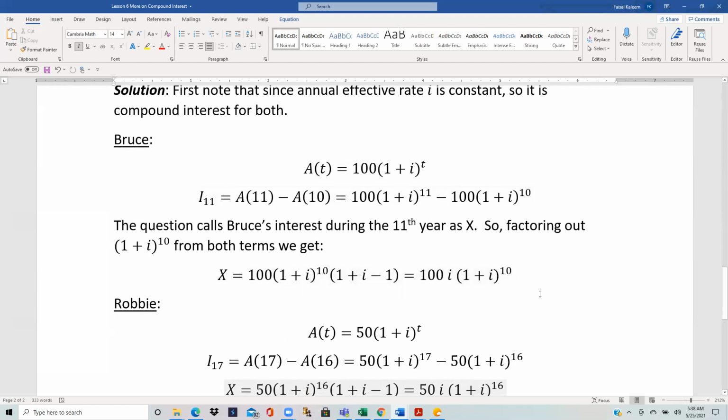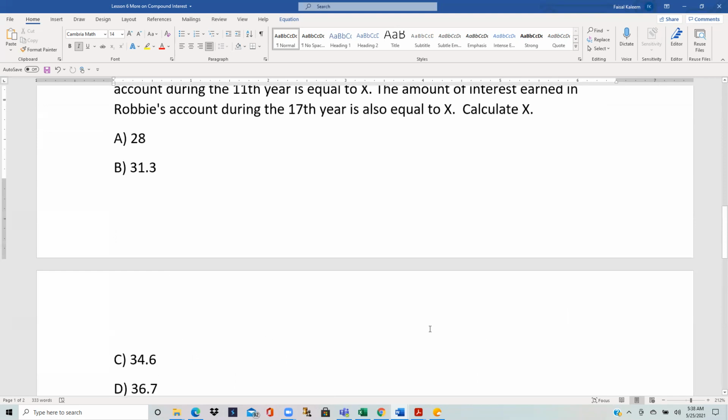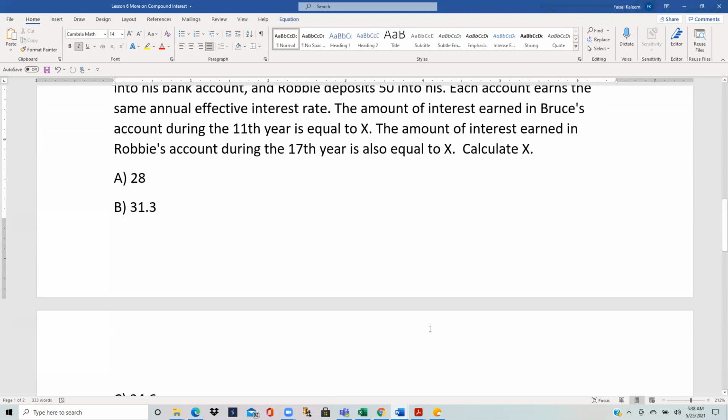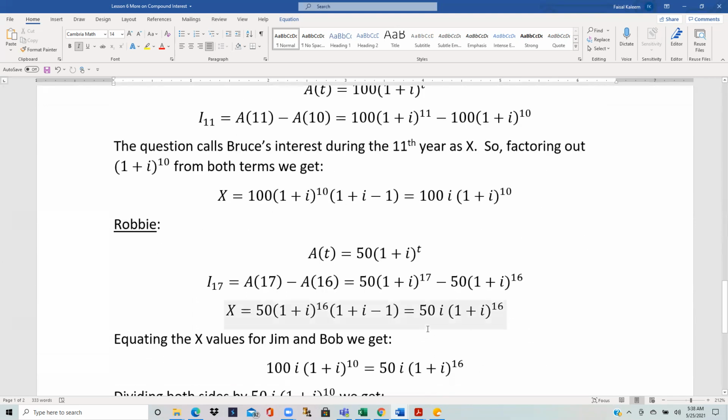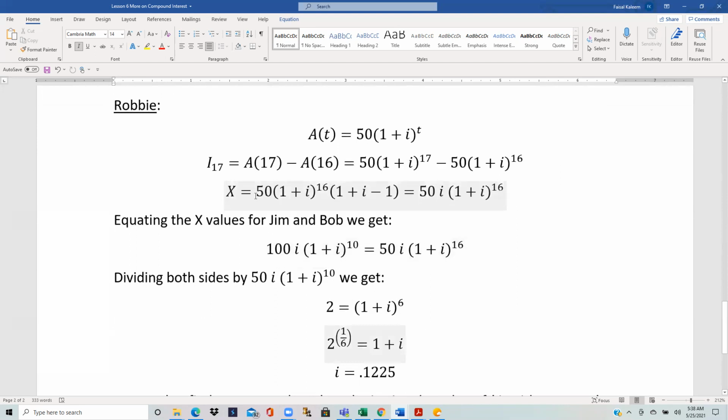So for Robbie, the principal was 50, so A of t will be 50 times 1 plus i to the t. And we are told that Robbie's interest in the 17th year is X. So in the 17th year, his interest would be A of 17 minus A of 16. A of 17 is 50 times 1 plus i to the 17, and A of 16 is 50 times 1 plus i to the 16.